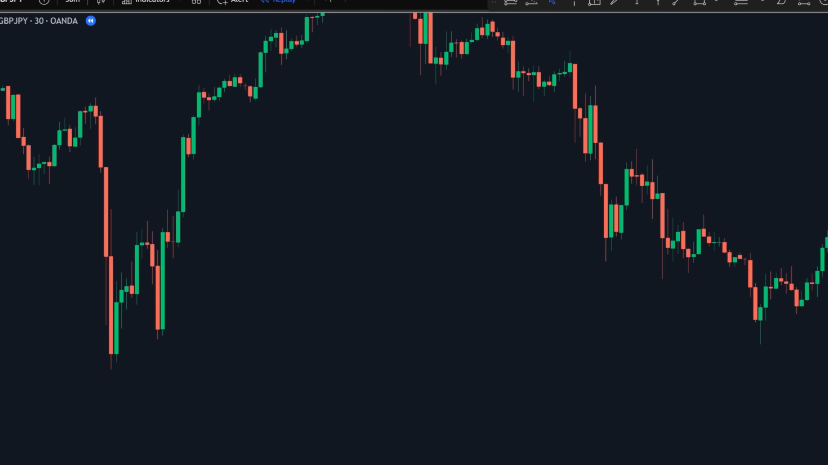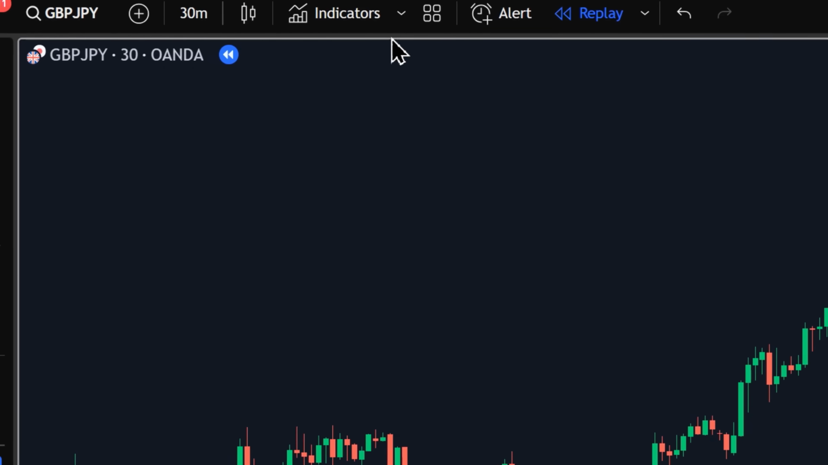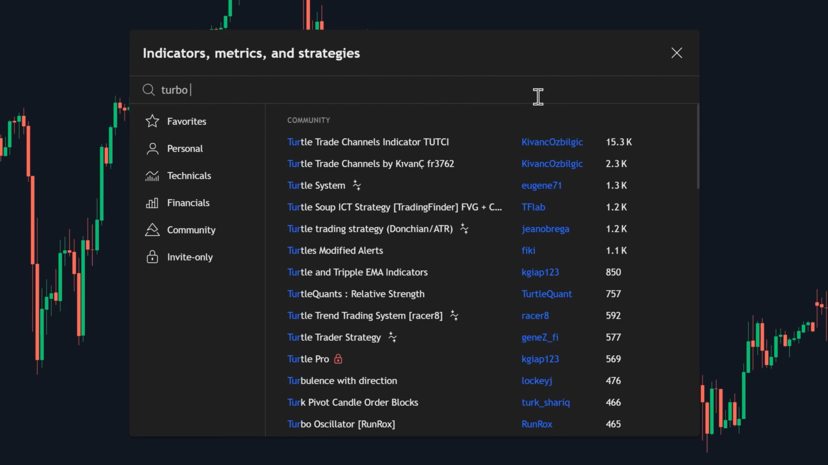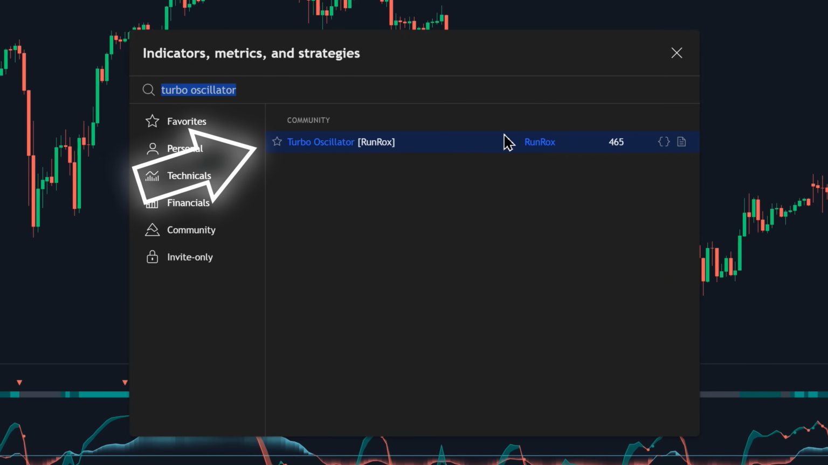But do not be worried, this strategy can actually be used on any trading security and on any time frame. After that, you want to click on Indicators and type in Turbo Oscillator. And it's going to be this one by Runrocks.